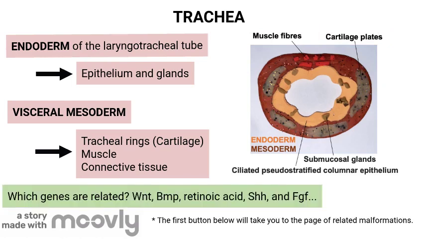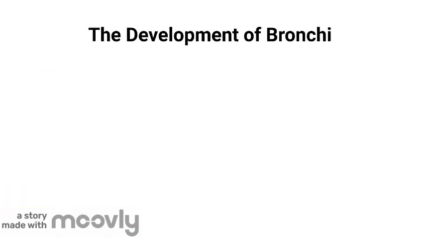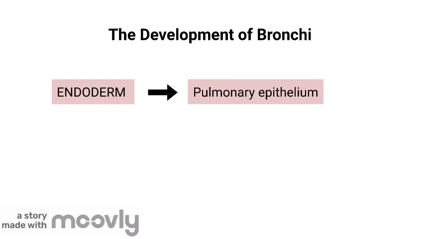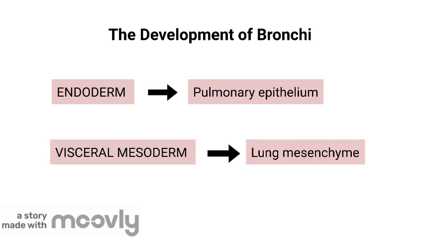You can also see some genes which regulate the development of the trachea. The caudal end of the laryngotracheal tube develops as the bronchi and lungs. The pulmonary epithelium is a derivative of endoderm, while the lung mesenchyme is a derivative of visceral mesoderm. Epithelial mesenchymal interactions cause branching of the respiratory tree through signals, for example, fibroblast growth factor from the surrounding mesoderm.